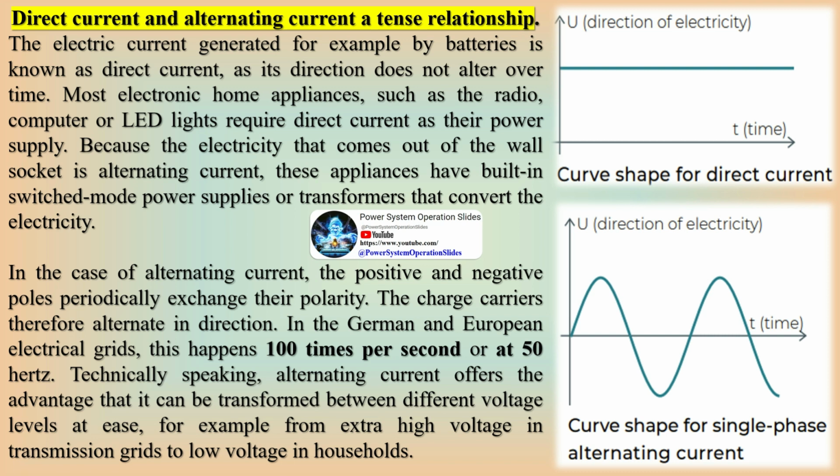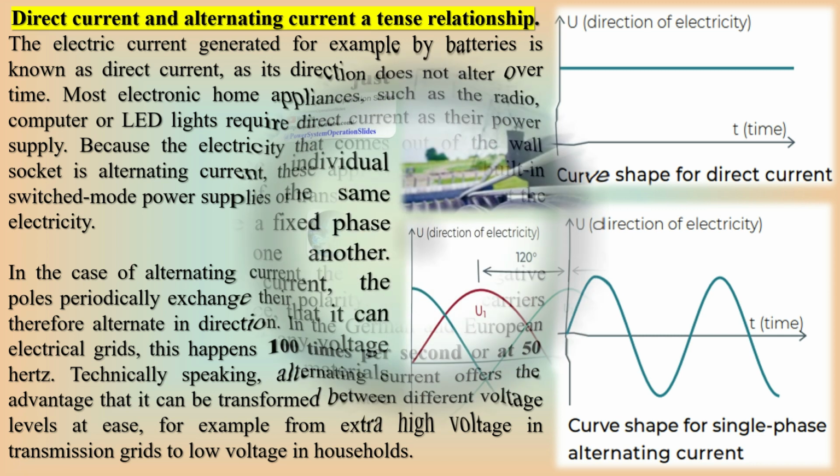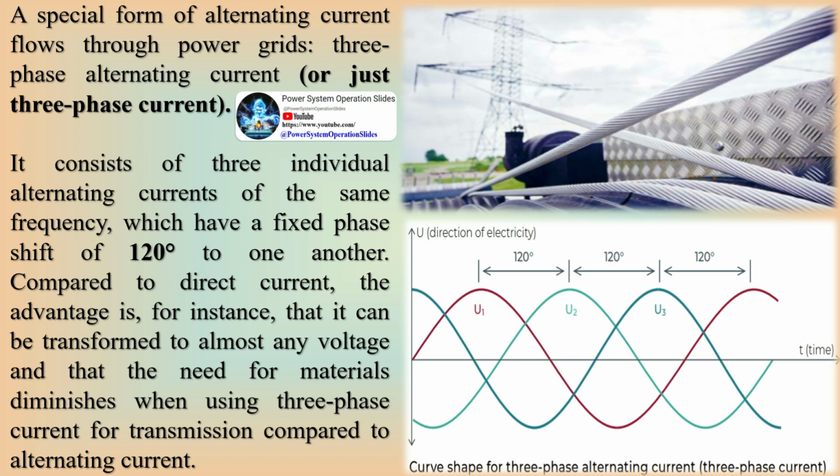Direct current and alternating current, a tense relationship. The electric current generated, for example, by batteries is known as direct current, as its direction does not alter over time. Most electronic home appliances, such as the radio, computer, or LED lights, require direct current as their power supply. Because the electricity that comes out of the wall socket is alternating current, these appliances have built-in switched-mode power supplies or transformers that convert the electricity.